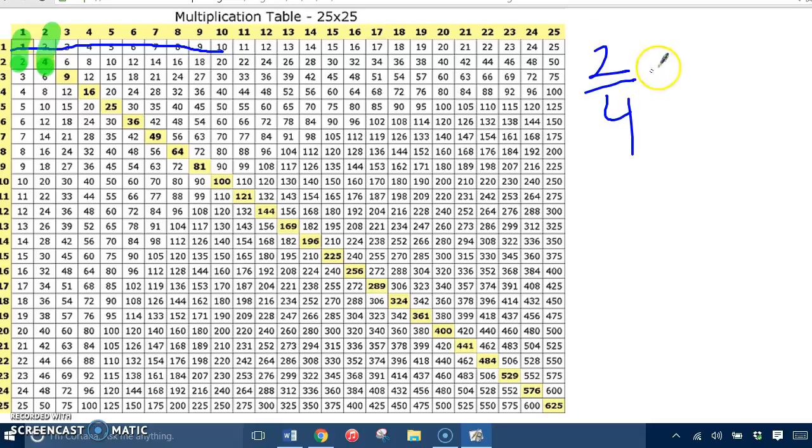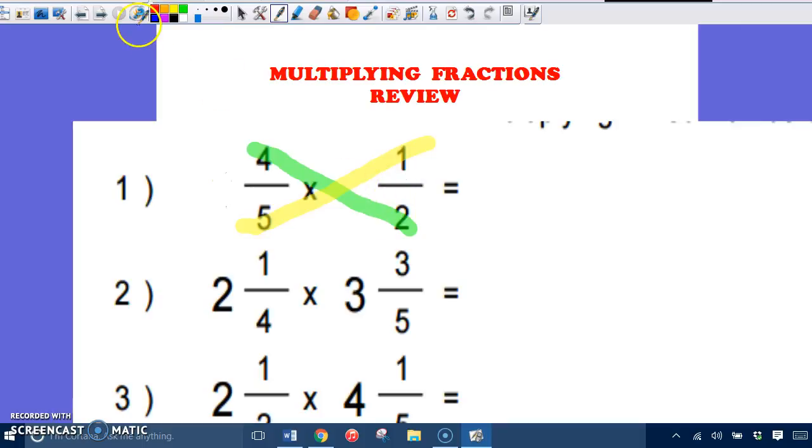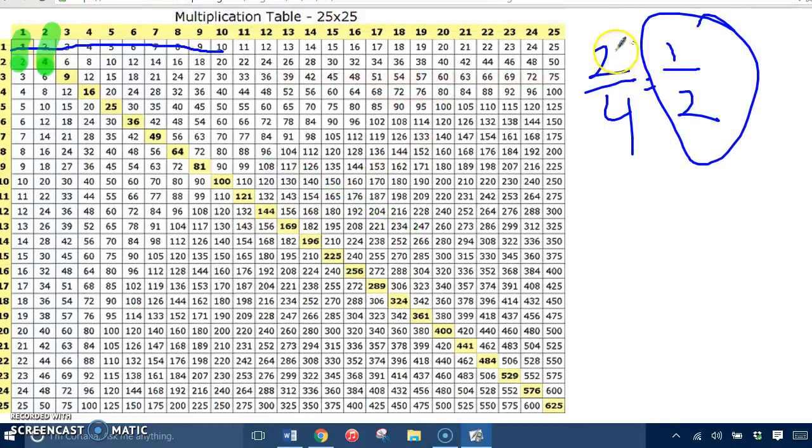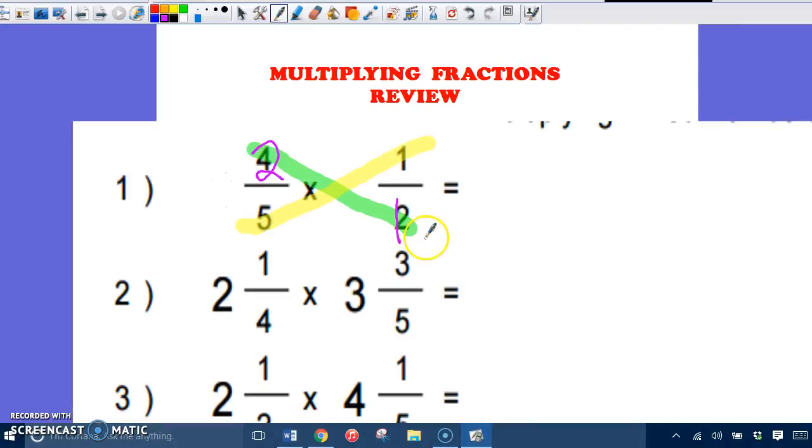So basically what I did was this. My 2 changes to a 1, my 4 changes to a 2. And if you notice, yes, 2/4 reduces to 1/2. Okay? So that's what I'm going to use. I'm going to change my 4 into a 2, my 2 into a 1. So it looks just like this. My 2 into a 1, my 4 into a 2. See that? And I made the numbers match.